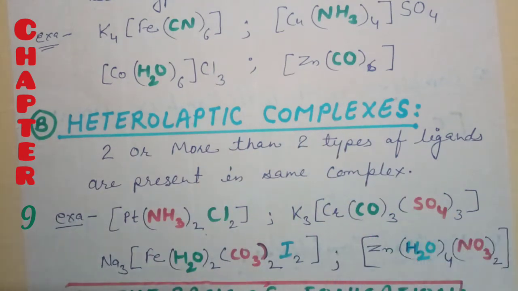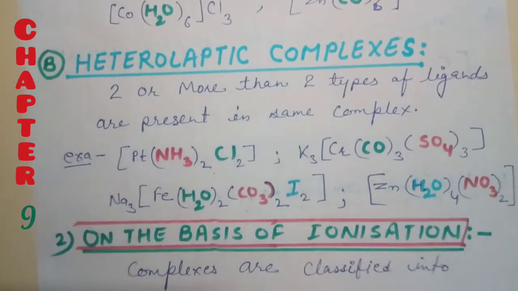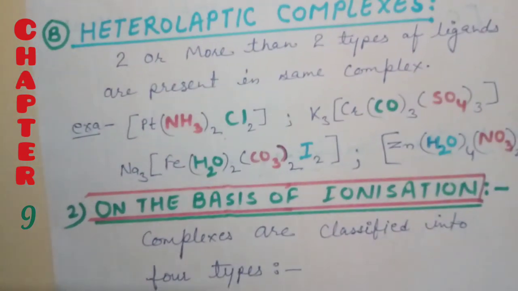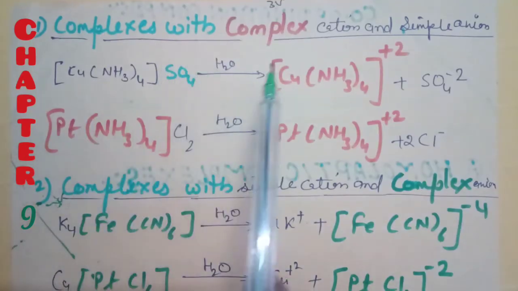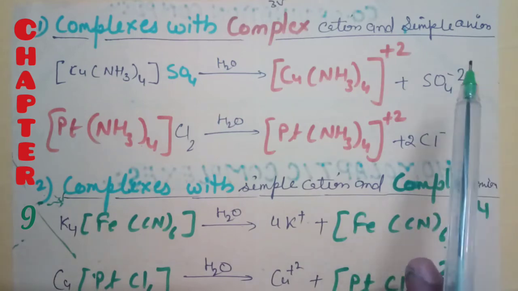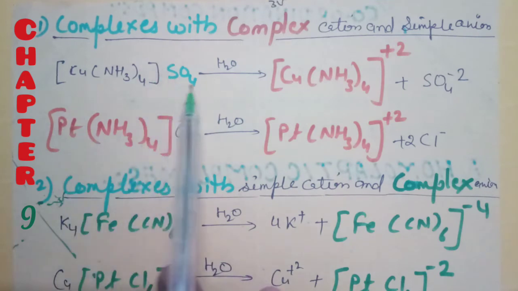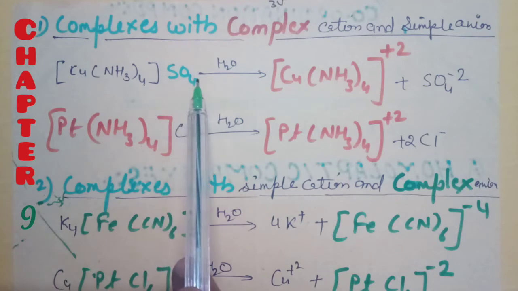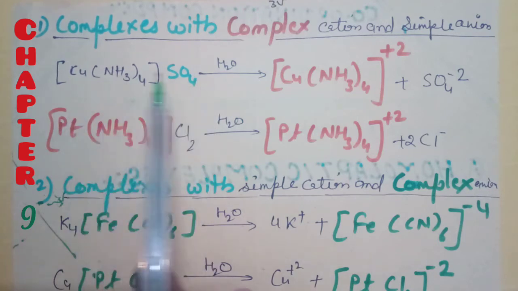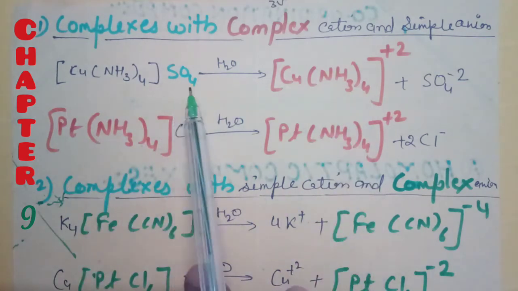Next, the second classification of the complexes is on the basis of ionization. On the basis of ionization, the complexes are of four types. Number one, complexes with a complex cation and a simple anion. You can easily identify them. See in this example, first is the entity and the other, SO4, is in the ionization sphere. The ionization sphere comes after the entity, so it is the anion and this is the cation. When it is hydrolyzed, this cation will be complex and this will be a simple anion.